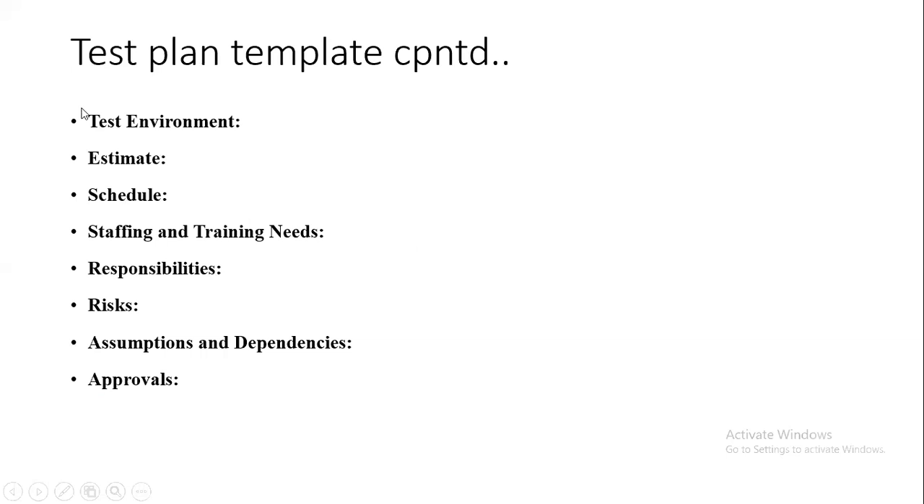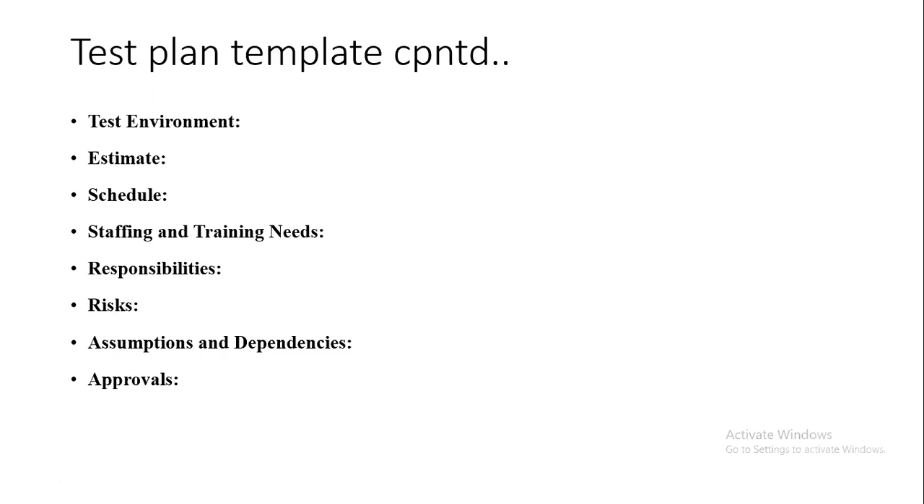So some more things are there. We are going to state the test environment on which we are going to test. We are going to estimate, we are going to schedule it, and then staffing and training needs if anyone wants. That also we are going to do, and then responsibilities and risks we are going to identify, and then assumptions and dependencies, and approvals also. So this is the template.